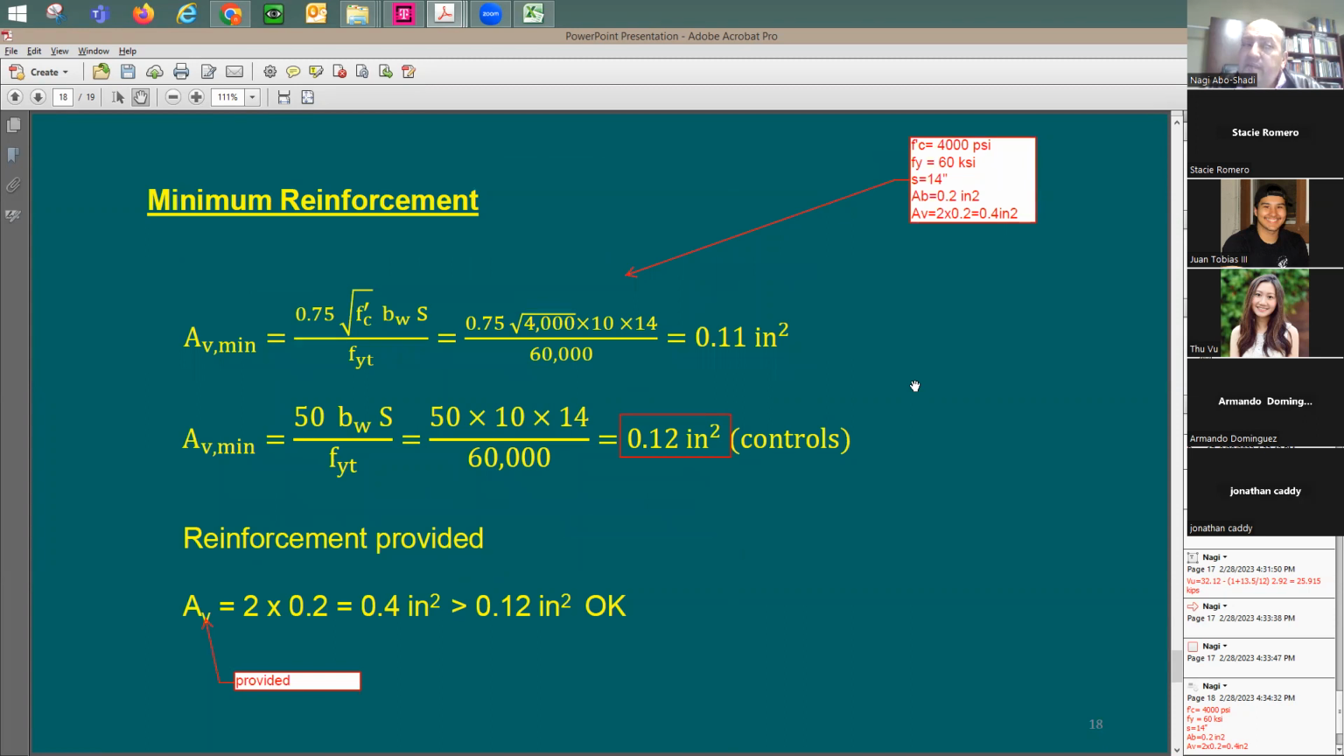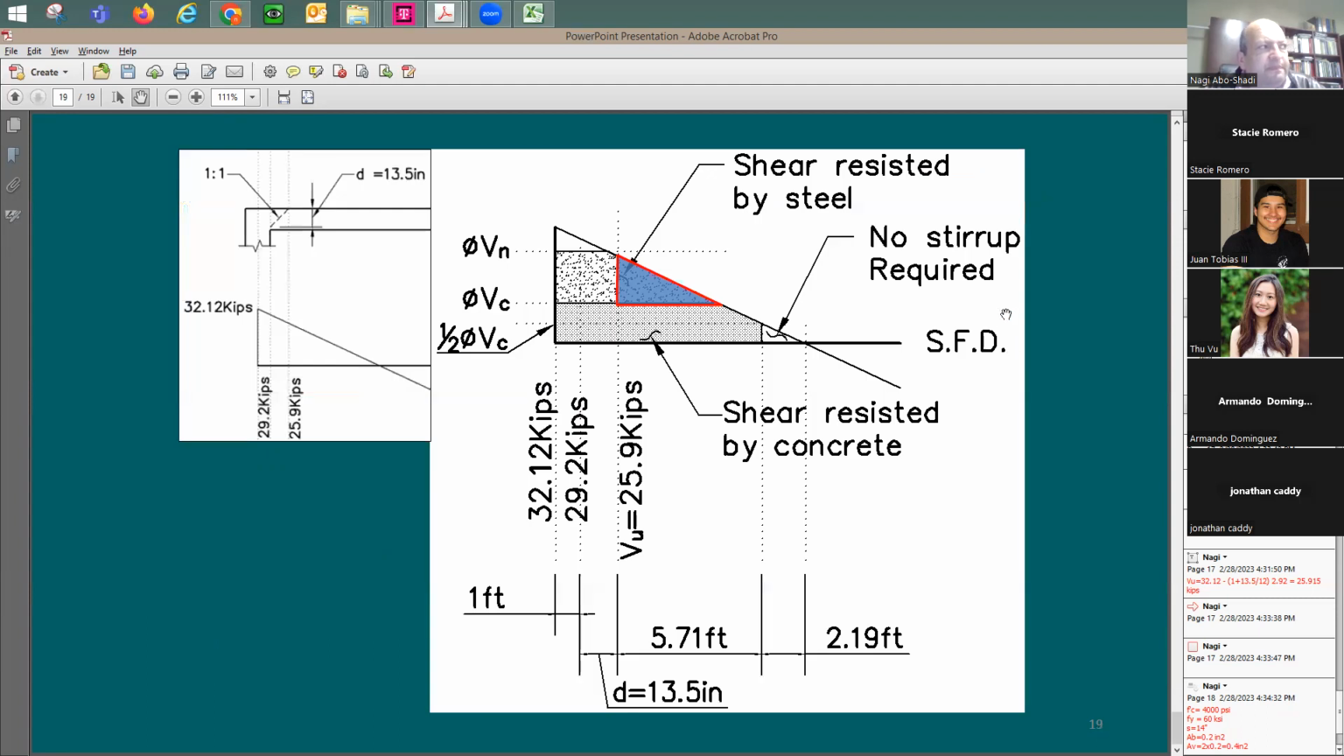Any questions? Right, one slide is left here. This is going to be the curve, the shear. Here's the shear diagram.